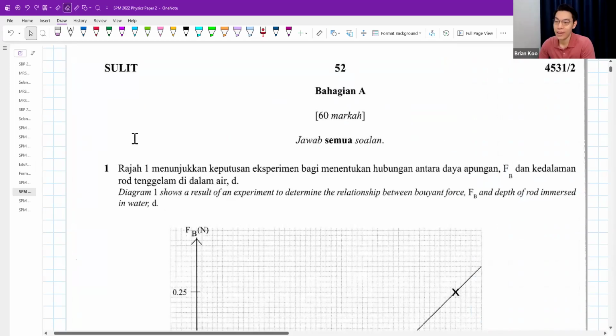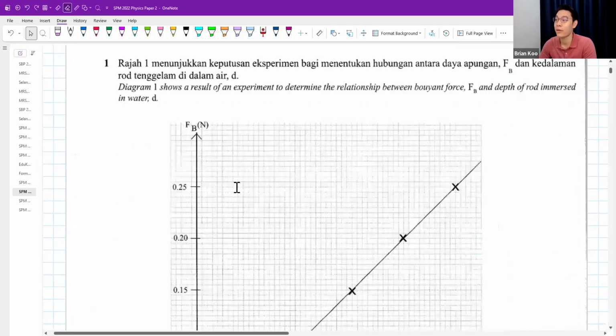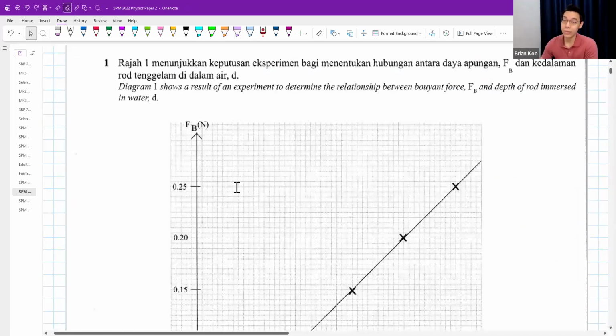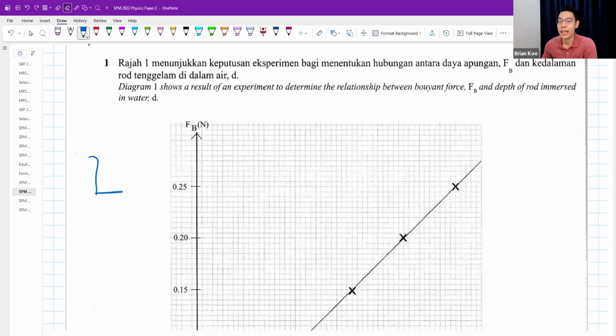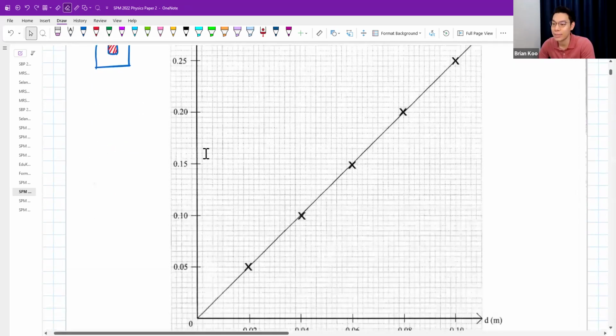Question number 1. Diagram shows the result of an experiment to determine the relationship between buoyant force and depth of rod immersed in water. Okay, so the idea is simple. You got, let's say, a beaker. The deeper you immerse the rod, the greater the volume of water displaced. Therefore, you will have more buoyant force. Okay, so the idea is quite simple.